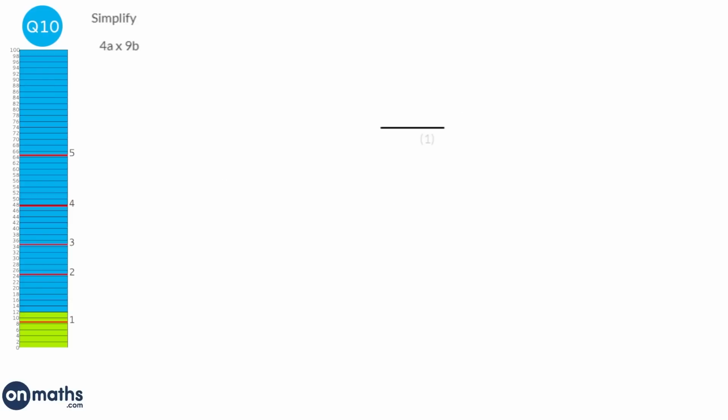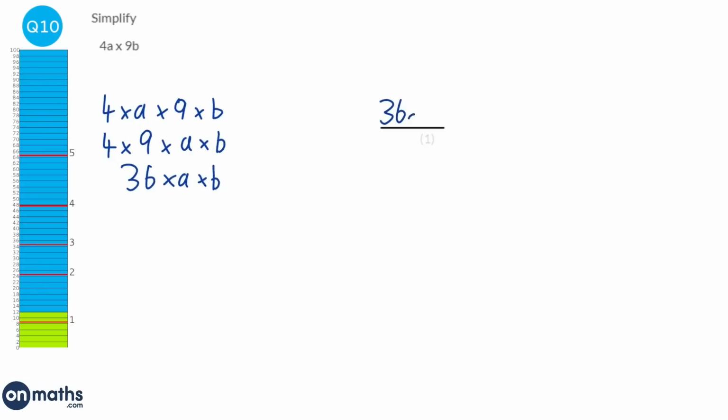When a number is next to a letter, we actually have a times sign there. So I'm going to rewrite this question as 4 times A times 9 times B. What I'm going to do is put the numbers together, so 4 times 9, and then put the letters at the end. Now 4 times 9 is 36, so it would be 36 times A times B. And in algebra we don't put the times signs, so it's 36AB.